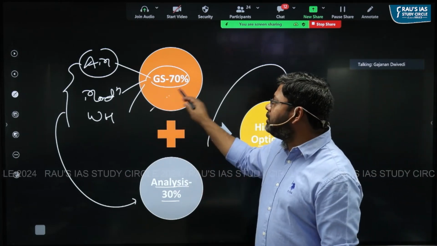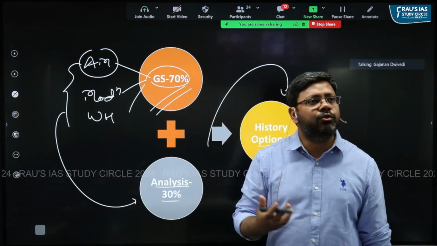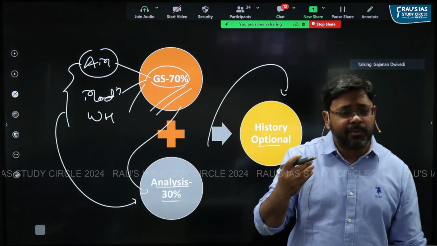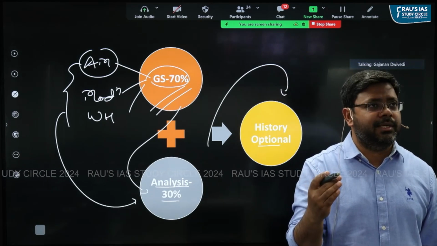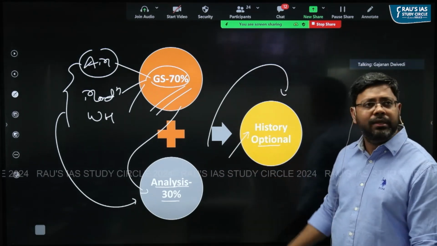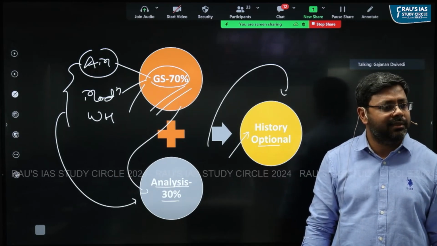Your task is very simple. Whatever you know in GS, factual thing, just make it very conceptual with the help of historiography, the way history is interpreted. And then that will take you directly to the history optional level. That is what the task is.